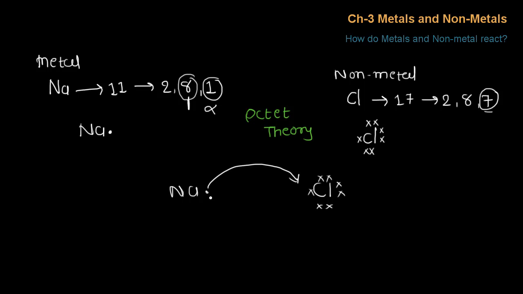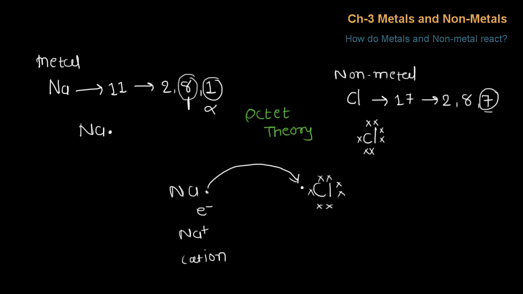Sodium will lose its 1 electron. Now, we all know that there is negative charge on an electron. If anything loses an electron, then there will be positive charge. So here sodium is losing its 1 electron, so sodium will get positive charge. It is losing 1 electron, so it becomes Na plus. It means a cation.